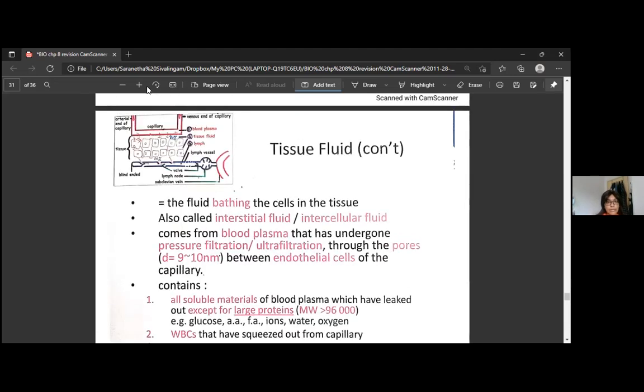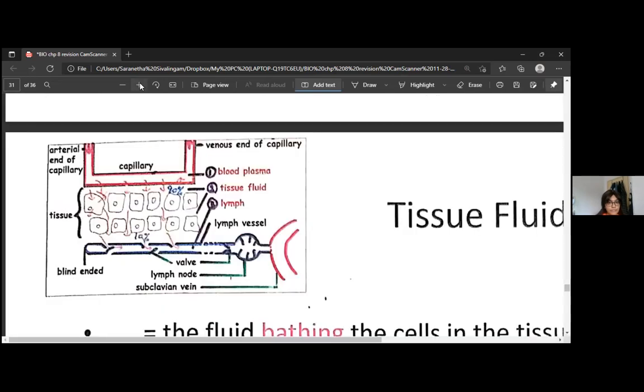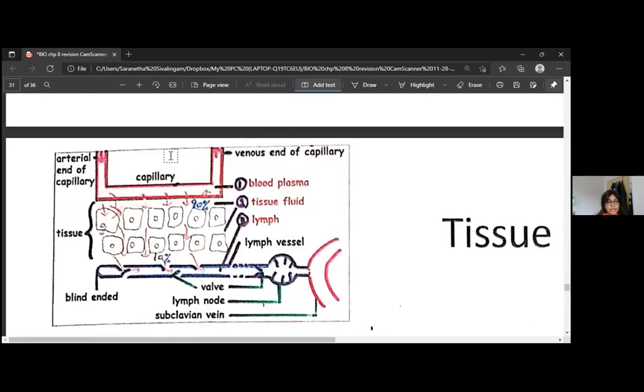Okay, next subtopic is the tissue fluid. So if you can see here, this is the capillary bed. The blood is flowing from the arterial end of the capillary to the venous end of the capillary. When the plasma is in the blood, it is called plasma. When it is in the tissue, it is called tissue fluid. And when it's in the lymph vessel, it's known as lymph.